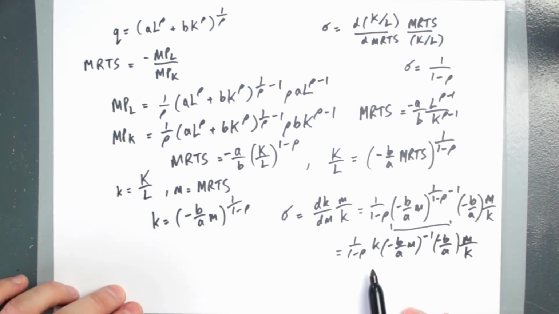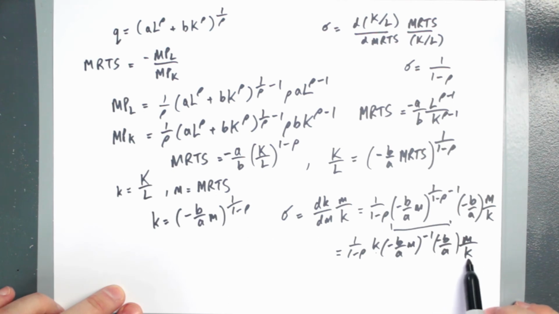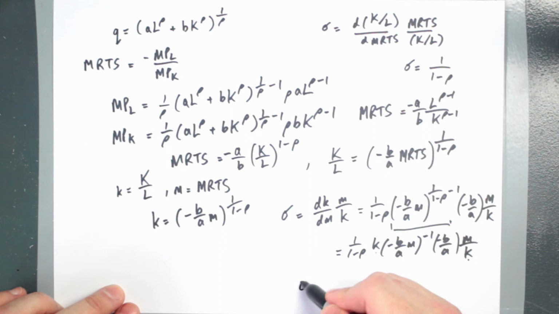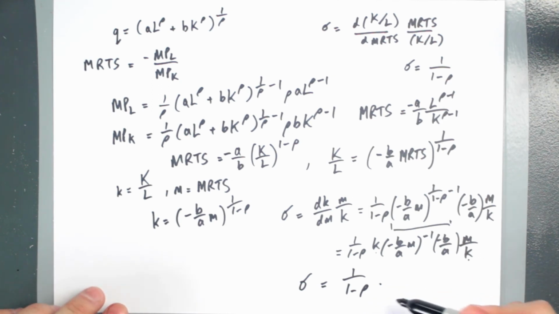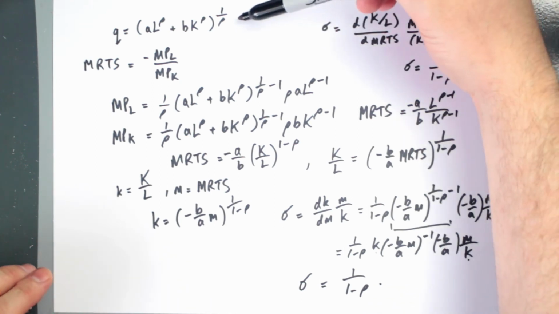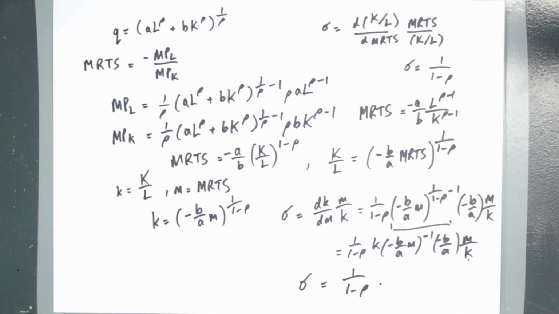Now if we examine each of these terms, we've got k divided by k, we've got m to the power minus 1 multiplied by m to the power positive 1. We've got minus b to the power minus 1 multiplied by minus b. And we've got 1 over a to the power minus 1 multiplied by a. So this gives our result that sigma is equal to 1 divided by 1 minus rho, where this rho is the power term in the constant elasticity of substitution production function formula. So there we go.